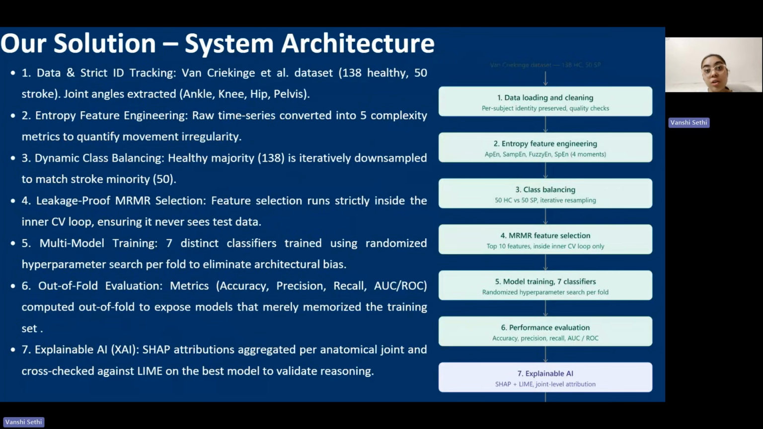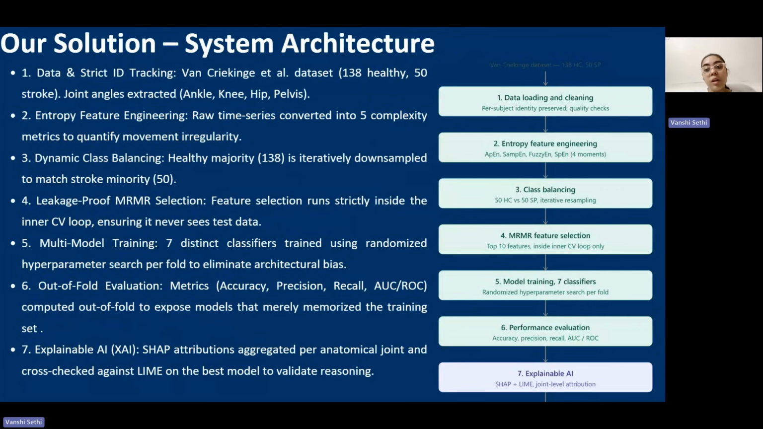There was some EMG data, which was not useful. Apart from that, COM data, center of mass, and GRFs were also given. And apart from that, 4 angles were given: ankle, knee, hip, and pelvis, for both the stroke patients and the healthy participants. We used only these 4 columns.